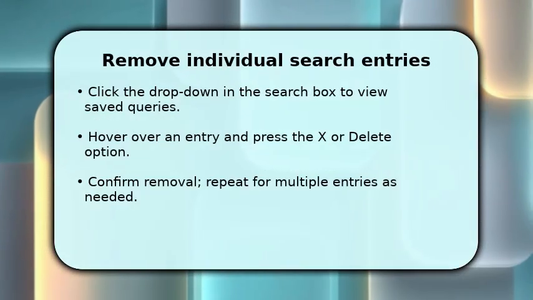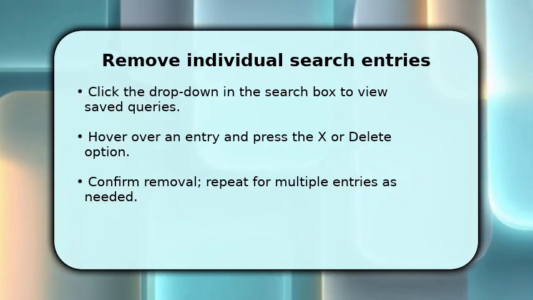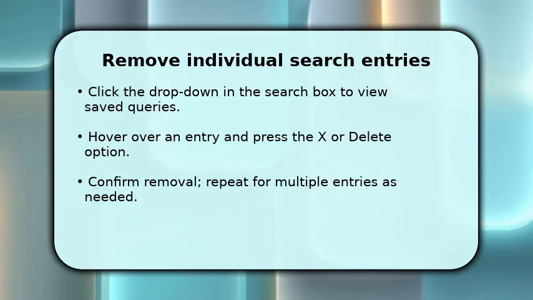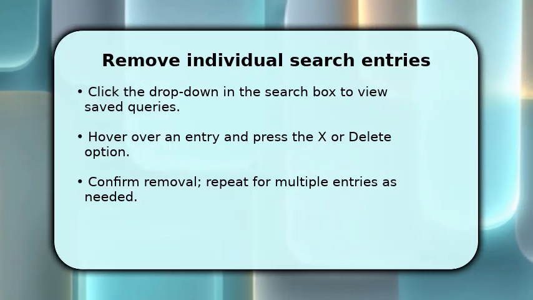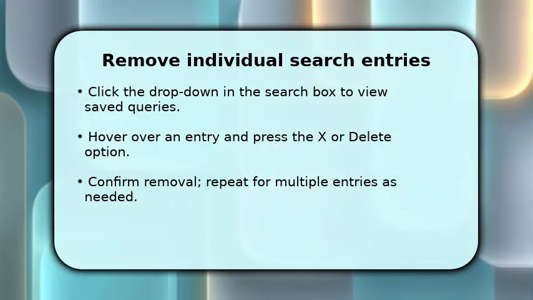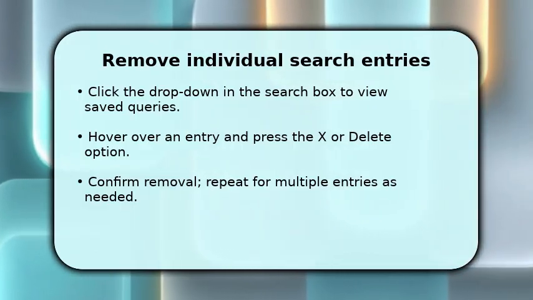Now focus on deleting specific entries you no longer want saved. When the search drop-down is open, hover or move to each unwanted query and click the X or delete action beside it. This removes that single item from your visible search suggestions. Once done, test by typing a related term to ensure it no longer appears.